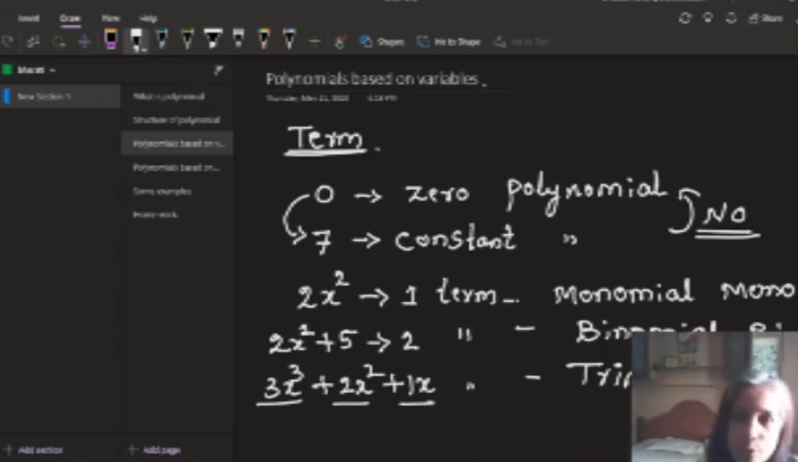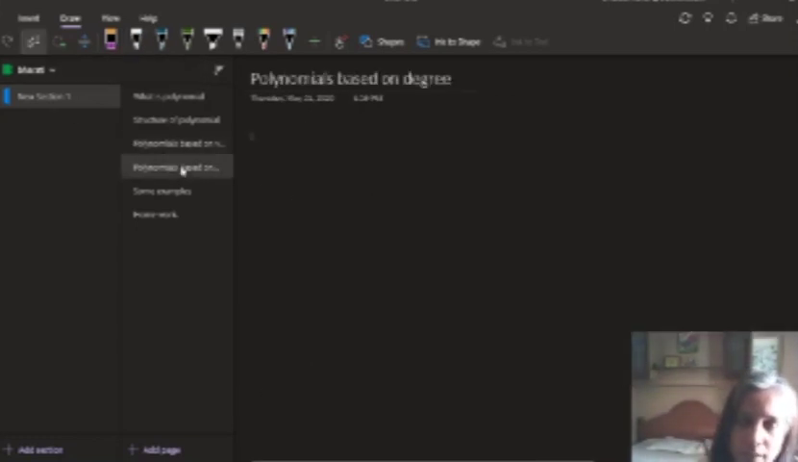Okay, let us move to the next concept, that is polynomials based on degree. Before going to the category of polynomials based on degree, let us understand what is degree. Degree, usually we think of 100 degree. No, this is not that degree. It is some kind of power only, because usually degrees give us the power, right? Okay. Now we'll understand what is the degree of a polynomial.